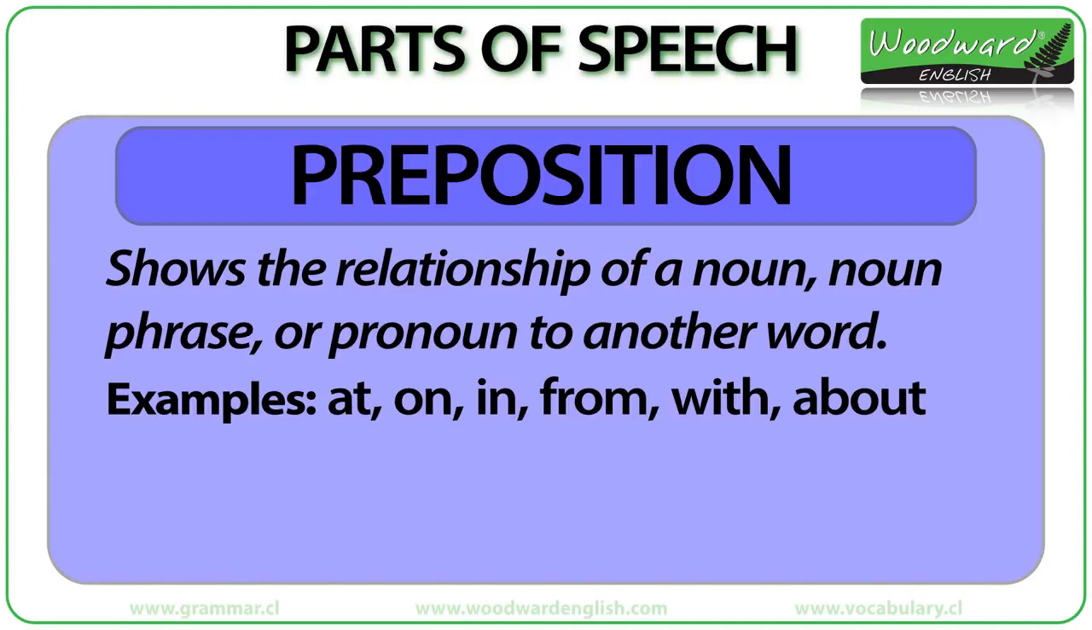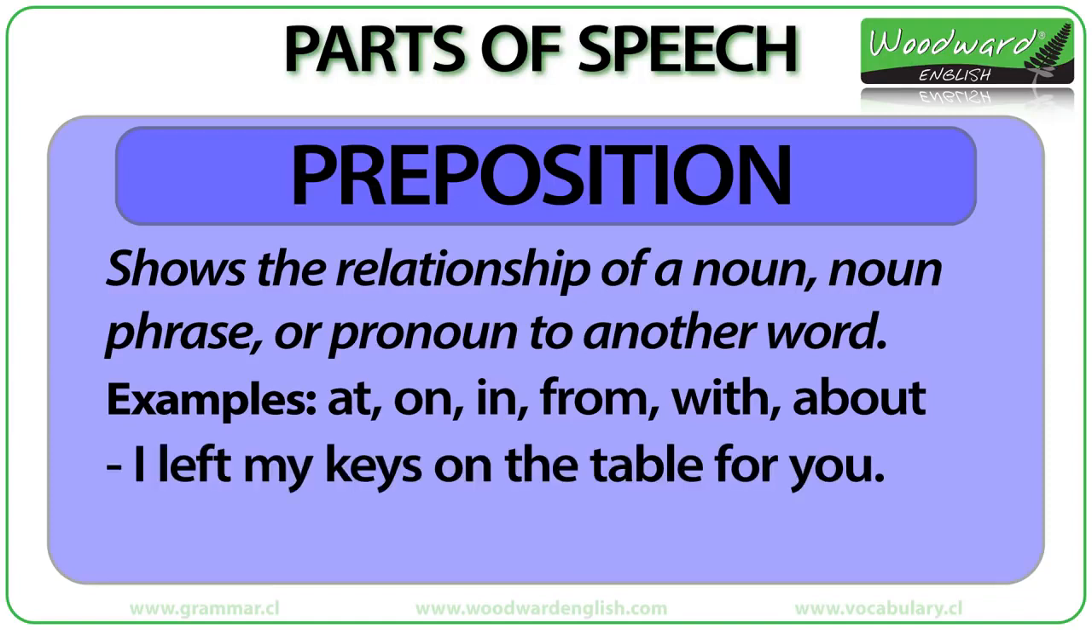A preposition shows the relationship of a noun, noun phrase, or a pronoun to another word. Some examples of prepositions include at, on, in, from, with, about. Look at this example that has 2 prepositions. Can you see them? I left my keys on the table for you. The first preposition is on, a preposition of place. It tells us where something is. The second preposition is for, which shows the relationship.